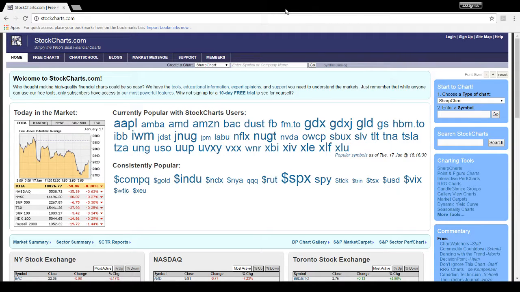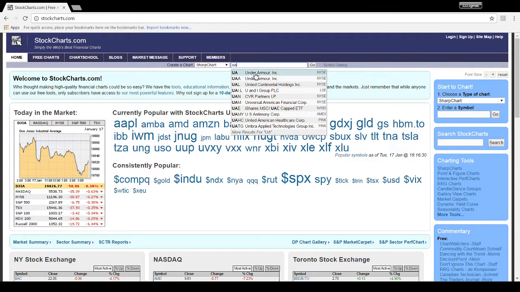So again, you're going to want to go to stockcharts.com. It's free to use. It's a great tool in my opinion. You're going to come right here to input a stock. And today we'll look at Under Armour. So we'll just put UA. Under Armour.